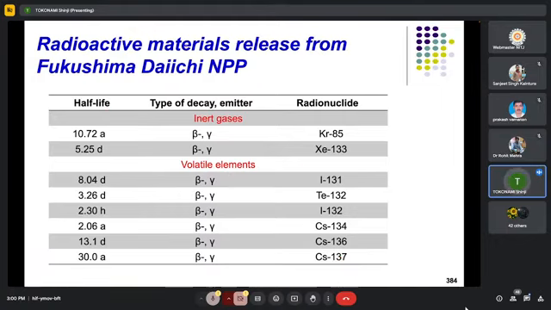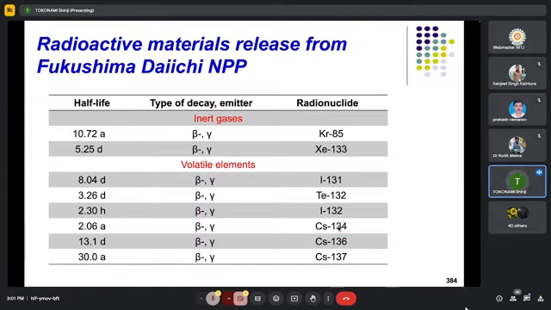This table shows the radioactive materials released from Fukushima Daiichi nuclear power plant. The half-life, type of decay, and emitters of the radionuclides. Inert gases, krypton and xenon, volatile elements, iodine-131. This is the most significant radionuclide for the general public under the emergency situation.